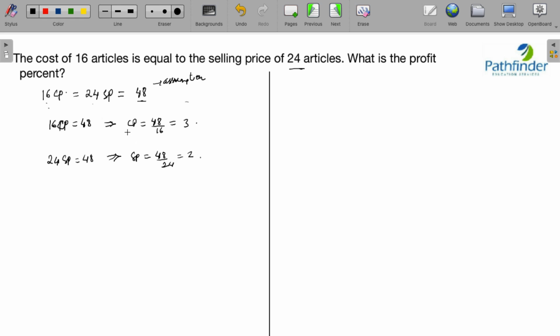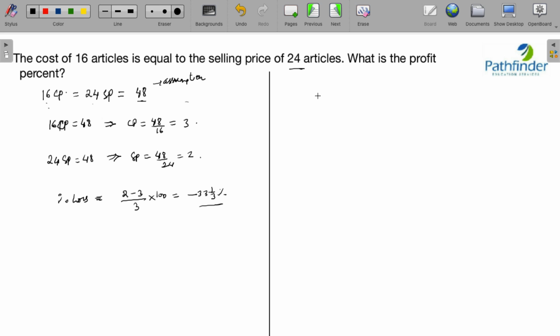So since the selling price is less than the cost price, we can say there must be a loss, not a profit. And what is the loss percent? 2 minus 3 upon 3 multiplied by 100. So minus 33 integer 1 by 3%. The negative sign only indicates that there is a loss. There is no other meaning to this negative sign.